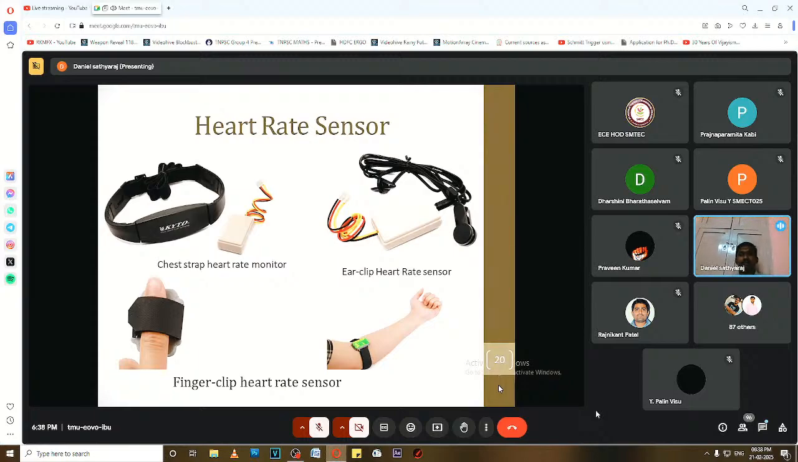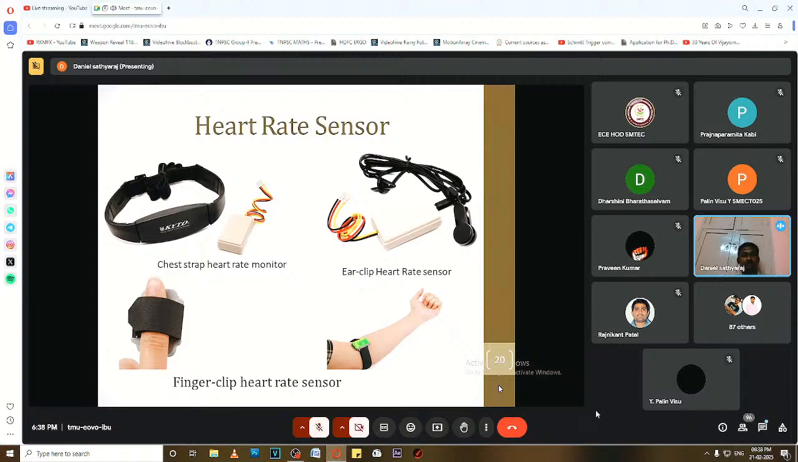And for measuring the heart rate, a variety of sensors are available, and we can use them in any place. A chest strap heart rate monitor can be used. It can be placed along the chest and fixed with the strap. An ear clip heart rate monitor can also be used. It can be used for a sports person also.